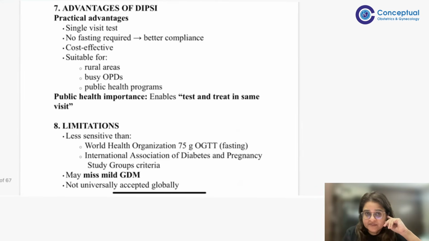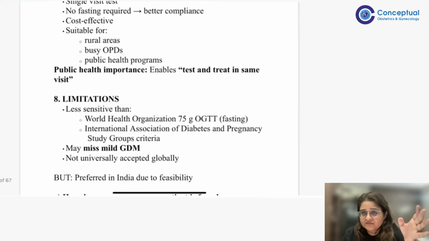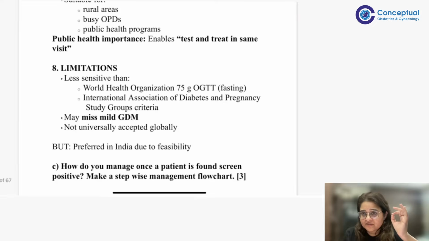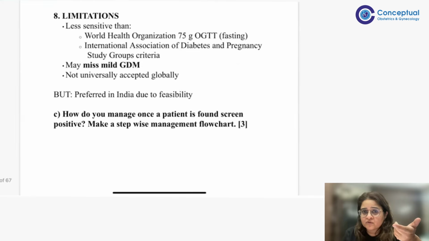Okay, advantages of DIPSI. This is again just to make the answer complete. If this is just a 2 or 3 mark question, you don't have to write all this. Advantages: single visit, cost effective, suitable for busy areas, low resource settings, rural areas, because you can do a capillary sample also. Limitations: it has less sensitivity compared to the WHO or the IADPSG criteria, and it may miss patients with mild GDM. It is not globally accepted. It's only for India.